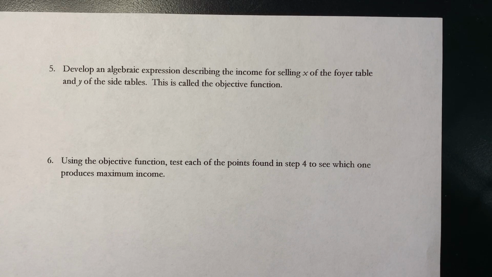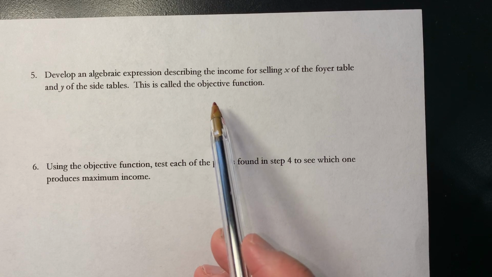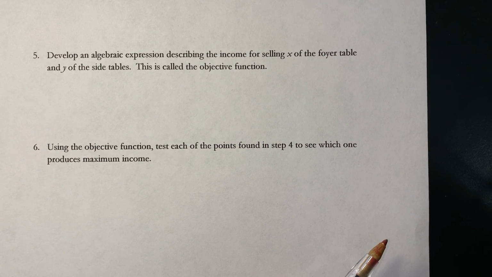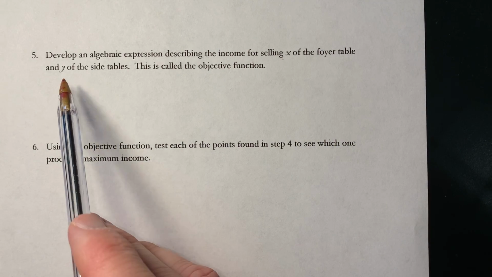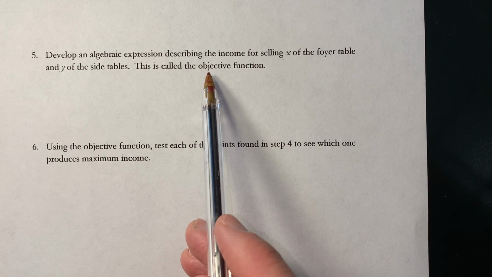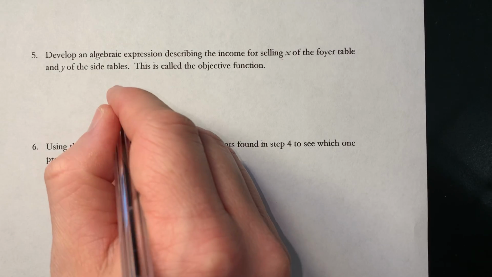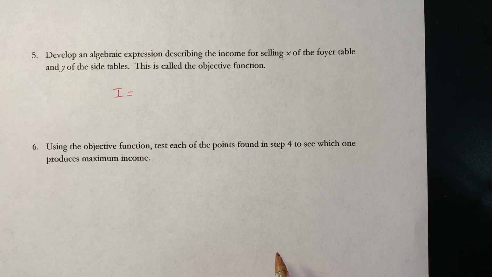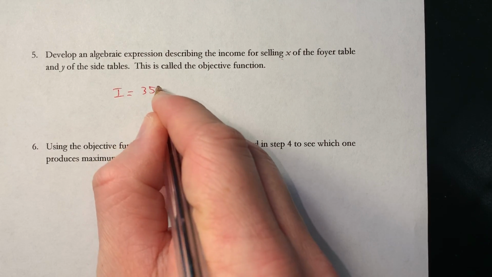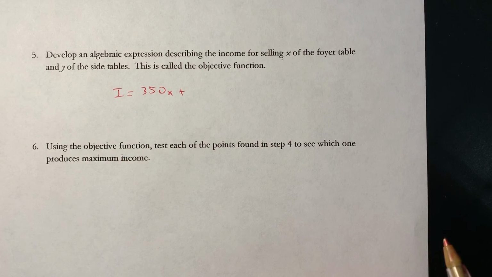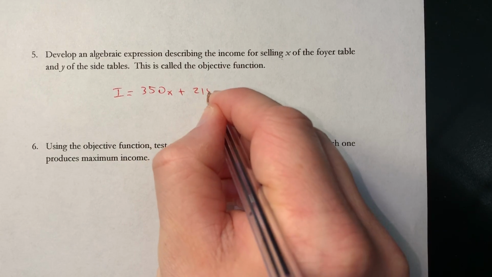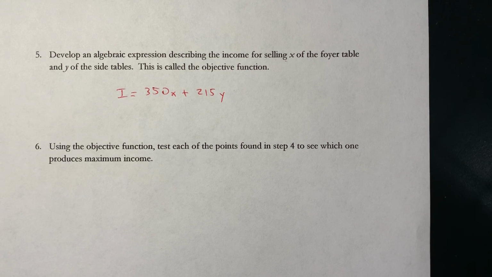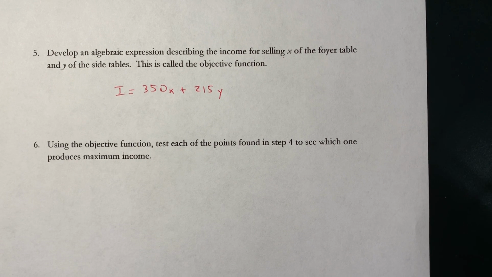Okay, so to maximize our profit, first we want to write an expression that will describe the income for selling X foyer tables and Y side tables. This will be called the objective function. So our income, we learned on the first page, it's $350 for every foyer table, and it's $215 for every side table. So that is our equation for our income.